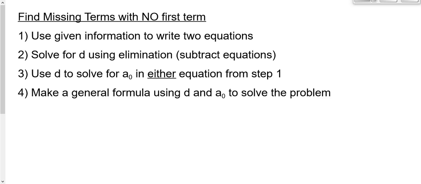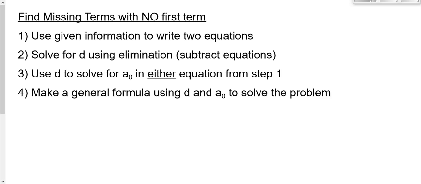If we don't have the first term, unfortunately, we're going to have to make a system of equations to help us. So we're going to do step 1. We're going to use the information given in the problem to write 2 equations. They're going to have to give you 2 terms, so we're going to use the information for those 2 terms to write 2 equations. Once we have the 2 equations, we're going to have to solve for the common difference, D, using elimination. So if you recall back to where we were studying systems of equations, elimination is where you subtract your equations.